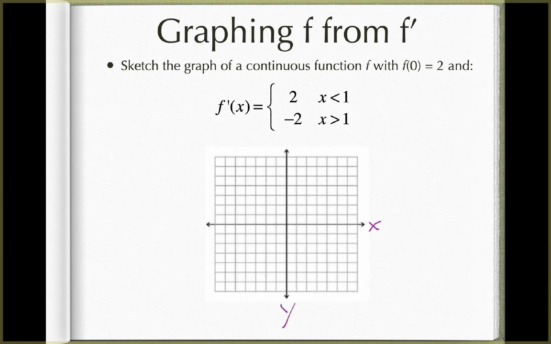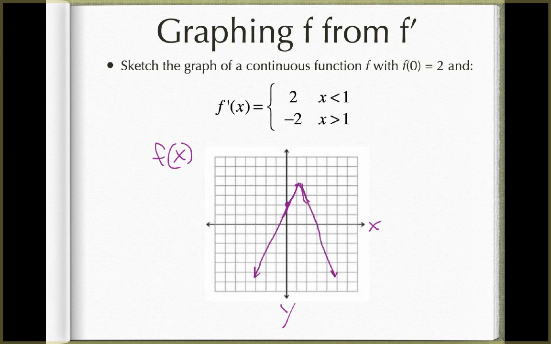So we know that f of 0 goes to 2. This is my f of x graph. That's given. When x is less than 1, we have a slope of 2, a positive 2. So we're going to be going through here. That's a positive slope of 2. And then when we get greater than 1, we have a slope of negative 2. So that goes through here.